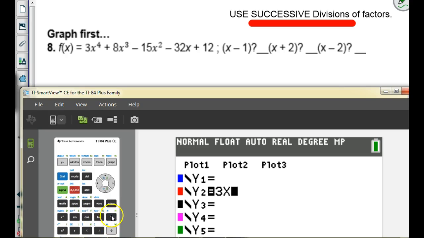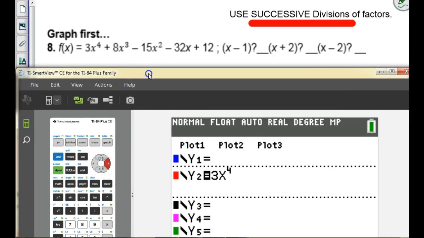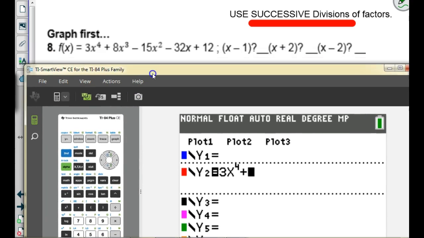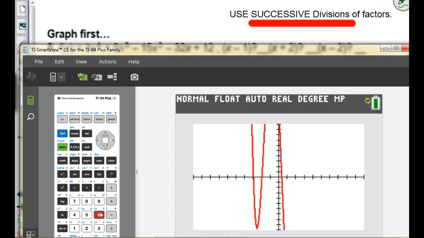I can never type these in. This is like the most time-consuming part for me. All right, I don't know if I got it in right or not, but if I go to Zoom 6, get kind of a mess. I should probably find a better window.